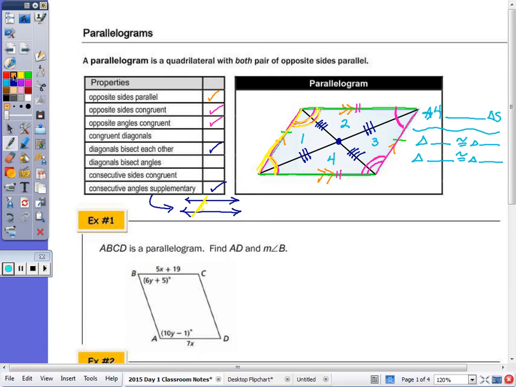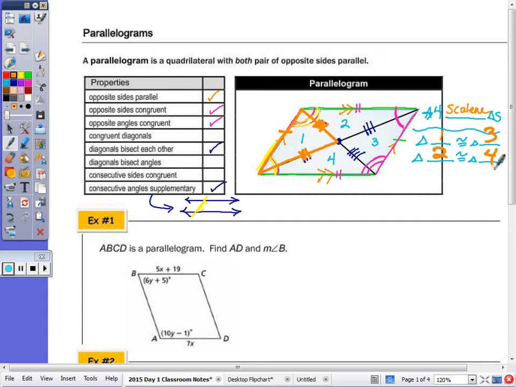So we have four scalene triangles. And let's start with triangle one. Triangle one right here has one dashed line, four dashed lines, and then three. So using side, side, side for congruency, what other triangle has one dashed line, three dashed lines, and four dashed lines on the sides? Nate? Three. So one is congruent to three, and then two is congruent to four.